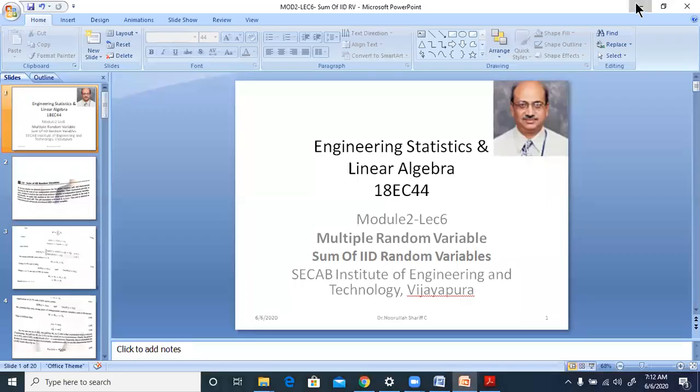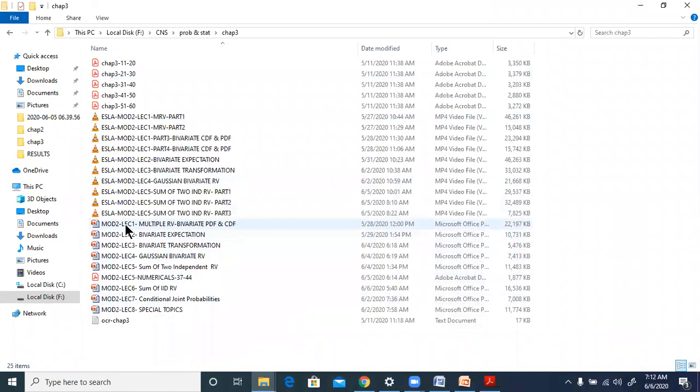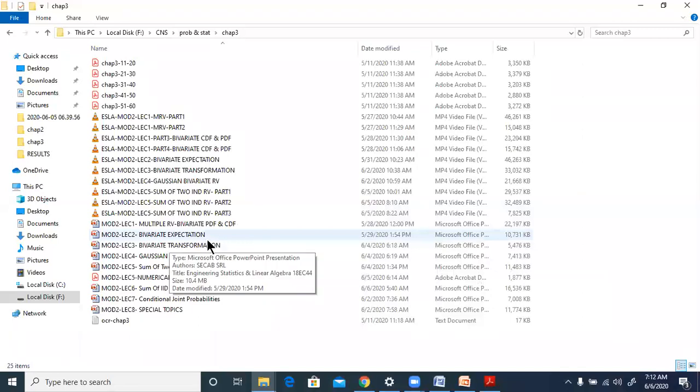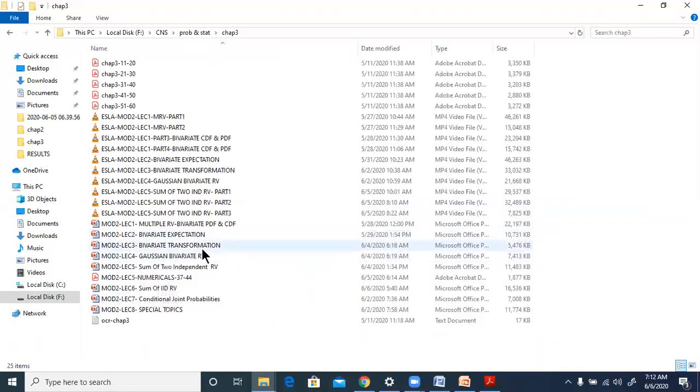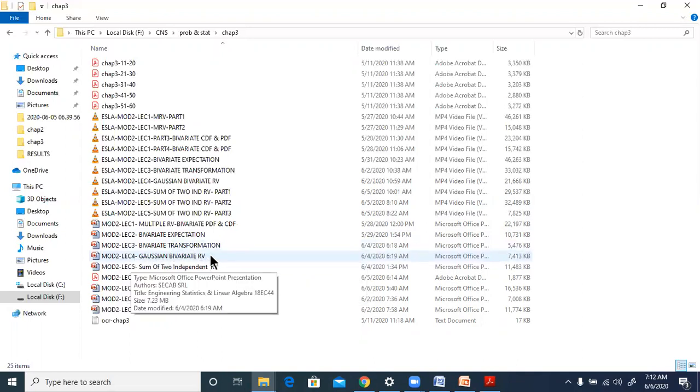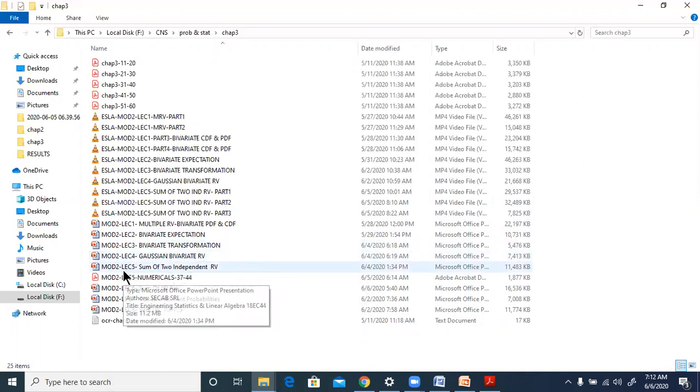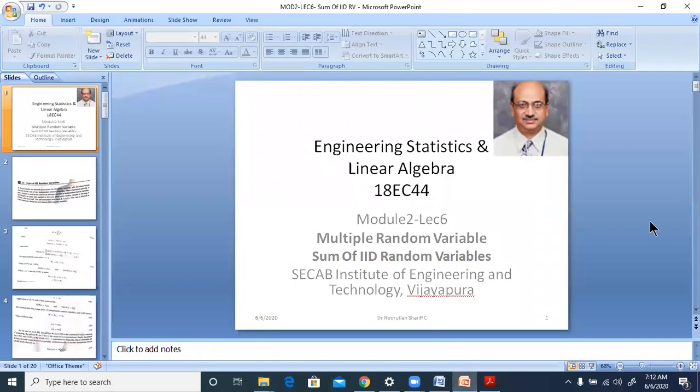We already studied in Lecture 1 the bivariate PDF and CDF, in Lecture 2 bivariate expectations, in Lecture 3 bivariate transformations, in Lecture 4 Gaussian random variables, and in Lecture 5 the sum of two independent random variables. So in this lecture, we are studying the sum of IID random variables.